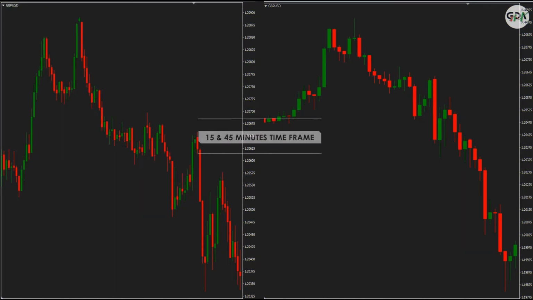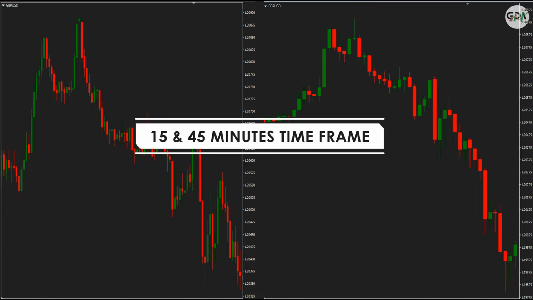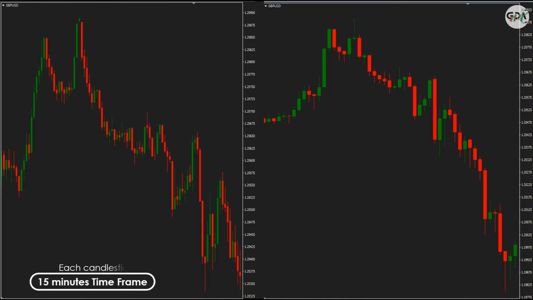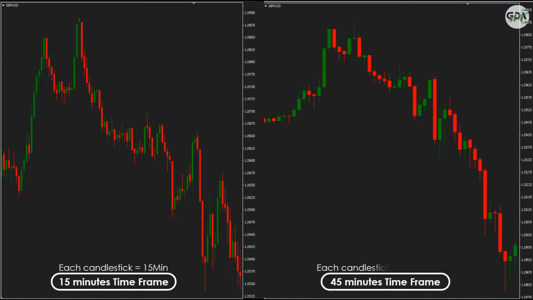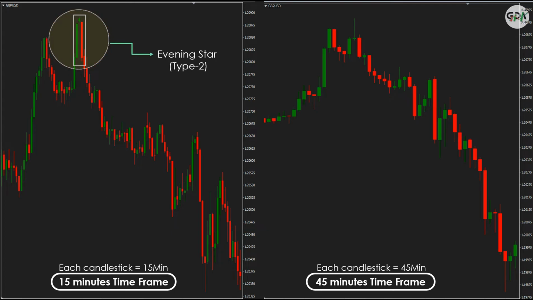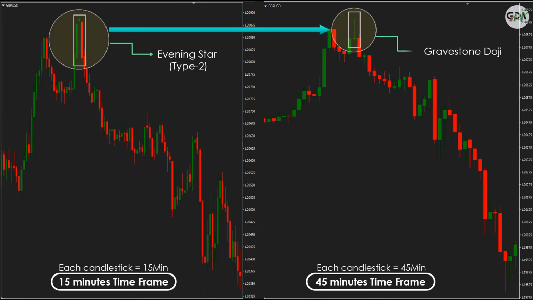Friends, let us discuss type 2 evening star pattern in two different time frames. For example, this is the 15-minute time frame. Each candlestick represents 15 minutes. And this is the 45-minute time frame. Each candle consists of 45 minutes. Type 2 evening star pattern happens in the 15-minute time frame. The same pattern is converted into a gravestone doji in the 45-minute time frame, as shown in the picture.